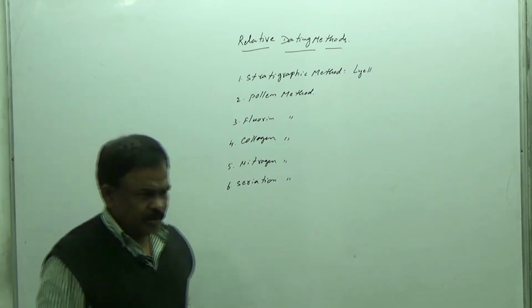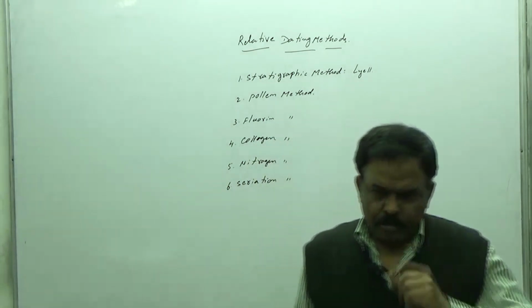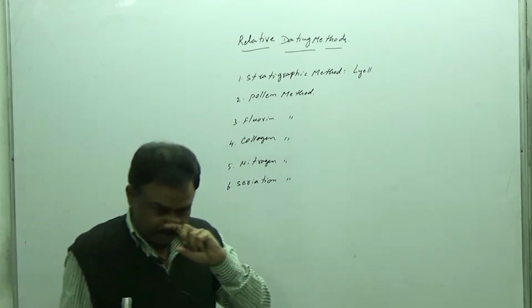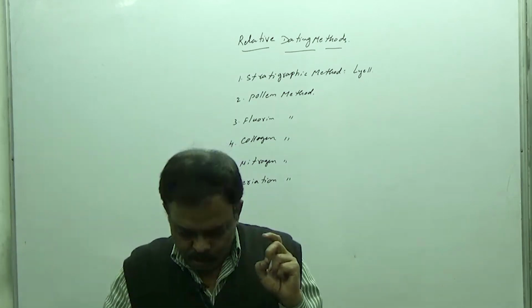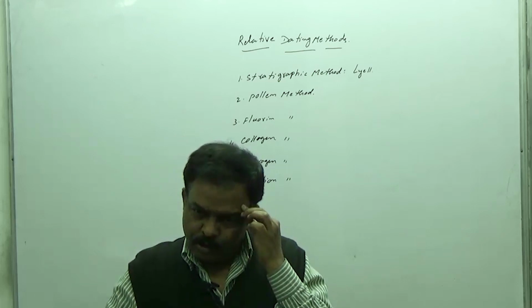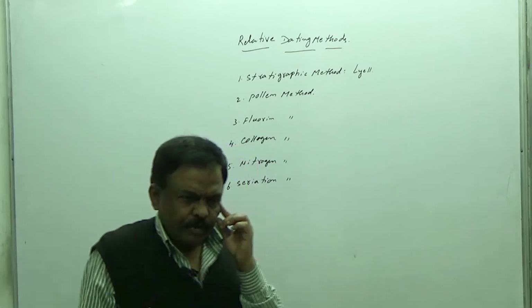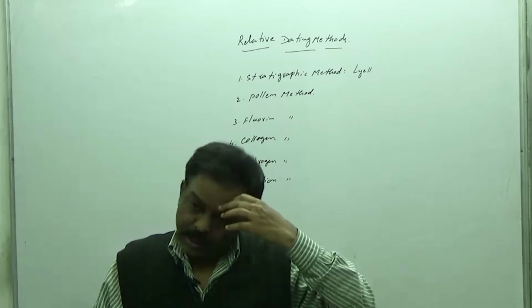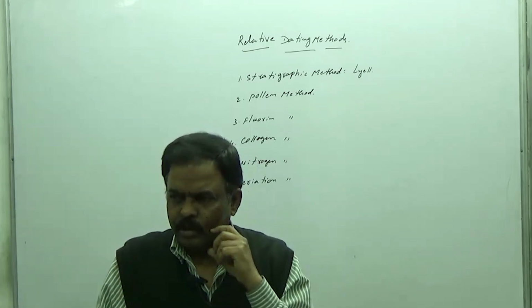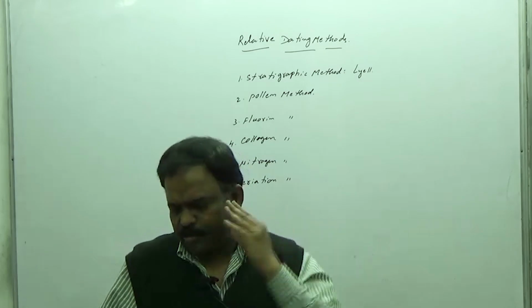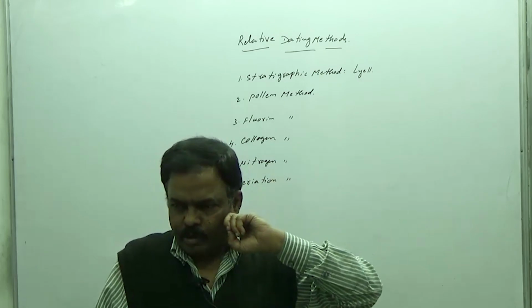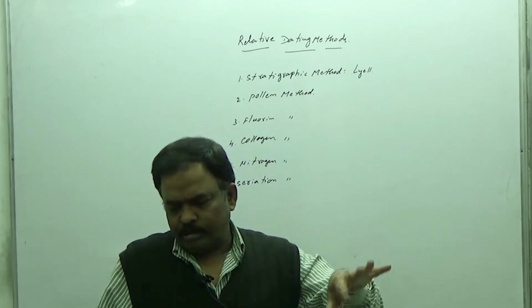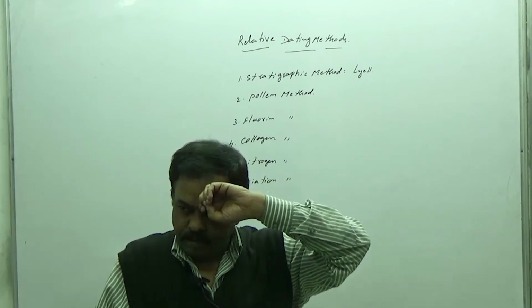Relative dating methods. So, what is the importance of relative dating methods? What are relative dating methods, first of all? Relative dating methods are not absolute. Of course, both absolute dating methods and relative dating methods are scientific methods. But some methods are absolute, some are not absolute. That means they are relative. Relative methods are definitely scientific, but not absolute. They are relative. Is it?